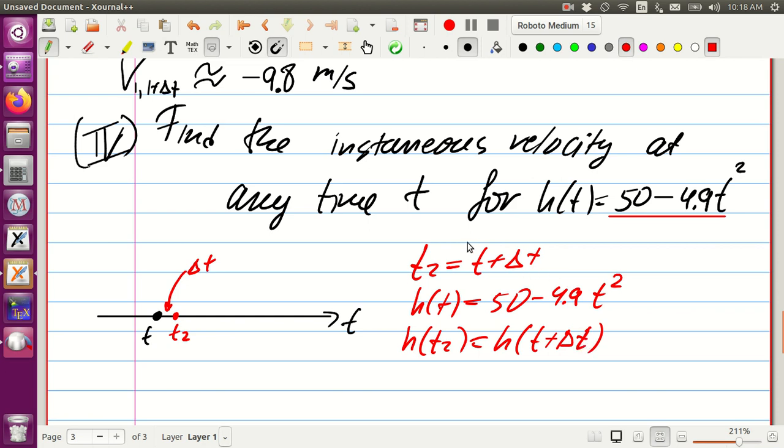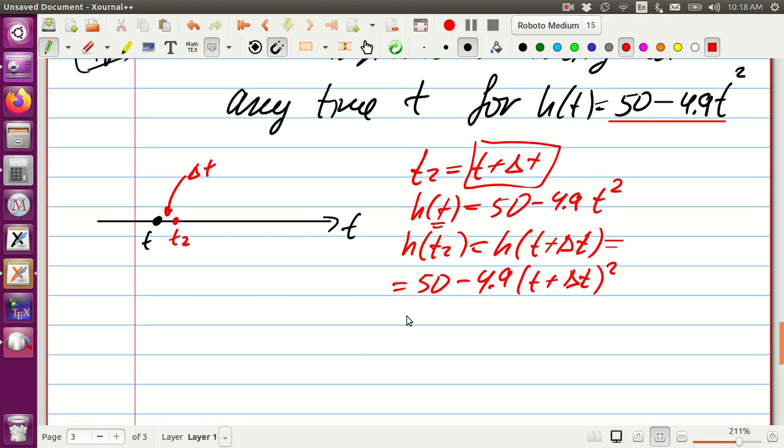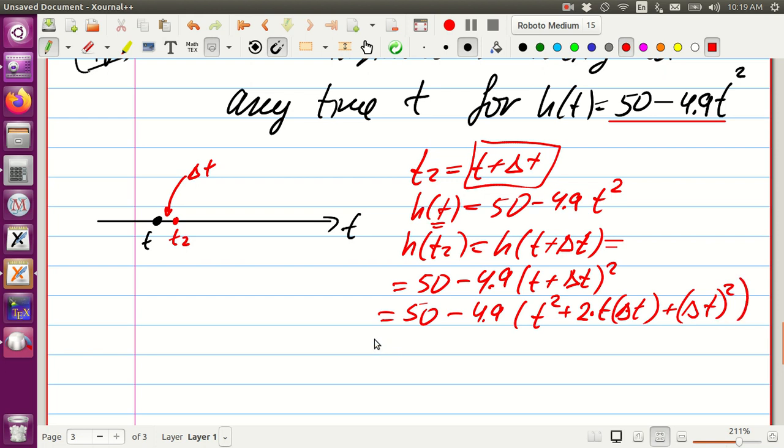We've done this procedure a couple of times. We take this quantity, we plug it in for t. So it's going to be 50 minus 4.9 t plus delta t quantity squared. So we simplify it like we did last time. So 4.9 times t squared, 2 times t times delta t. Again, we use this formula all the time. Please memorize it. Plus delta t quantity squared.